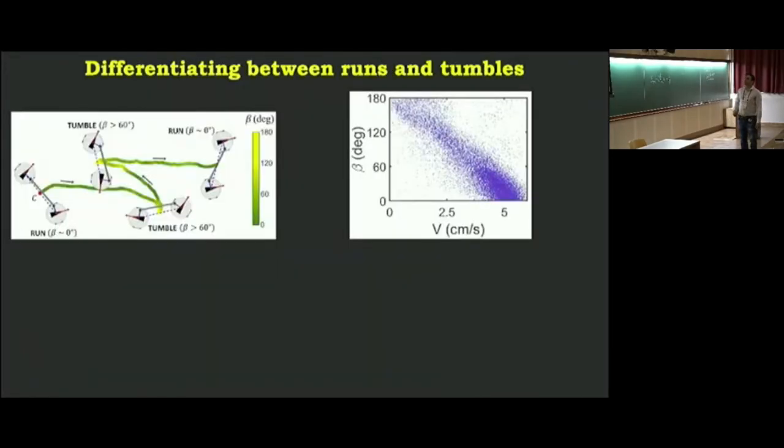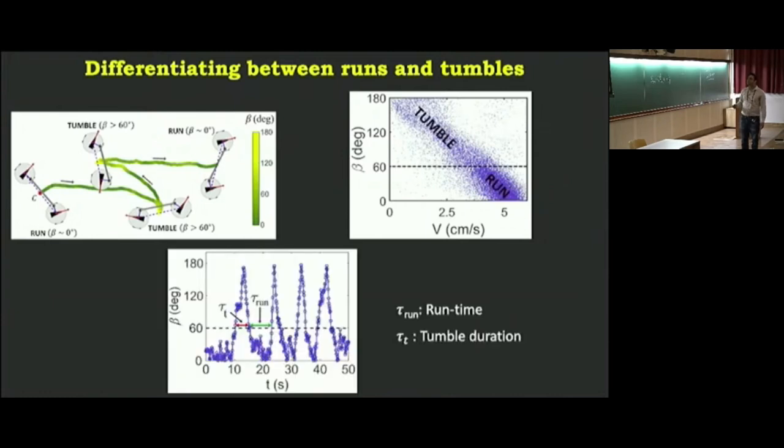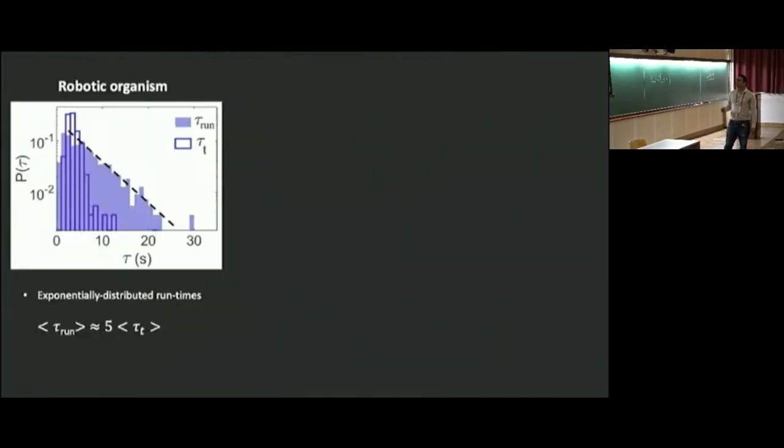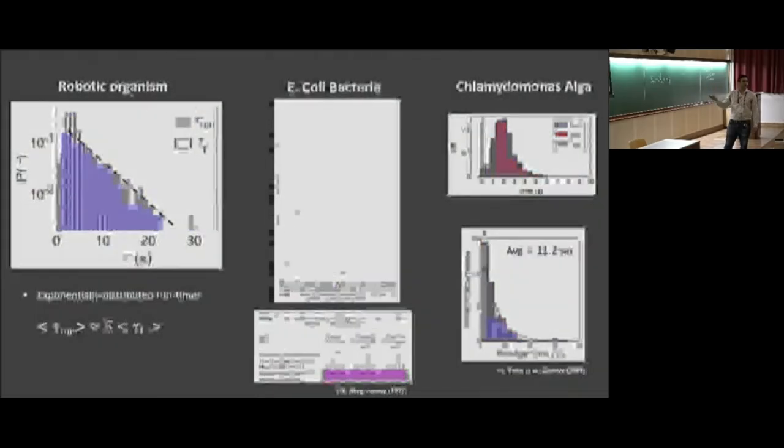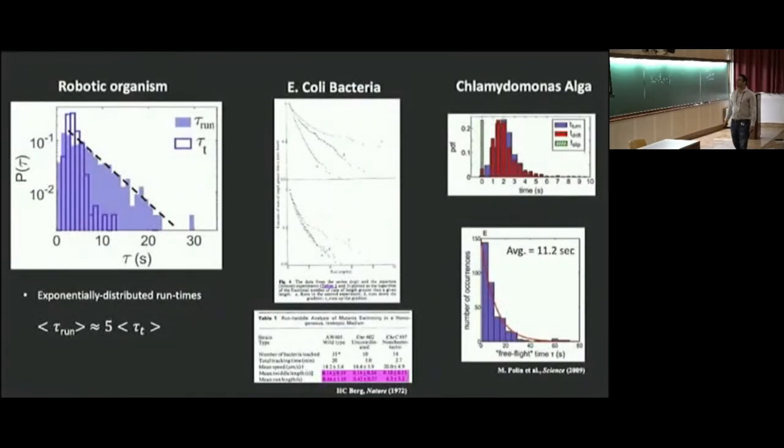And of course, we quantify this. Again, the run phase corresponds to a very high speed, and the tumble phase corresponds to a very slow speed, as expected. Based upon this, we can also take very long videos and characterize all the run times and tumble durations, etc. And encouragingly, the run times are exponentially distributed, as seen in both E. coli as well as Chlamydomonas systems. And the average run time is 5 times greater than the tumble duration, which is also true, at least for the E.